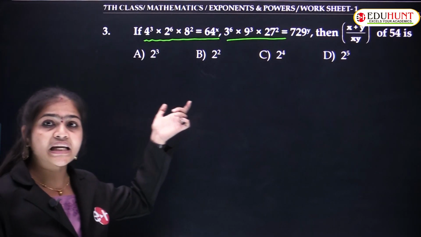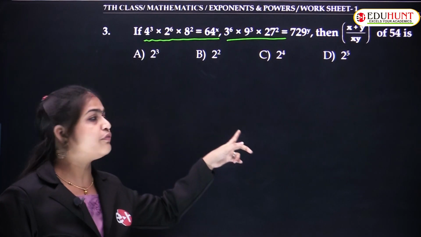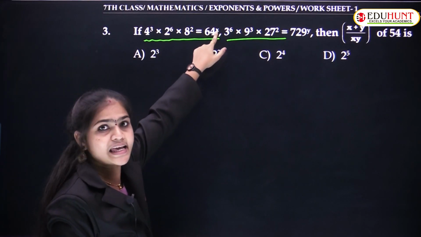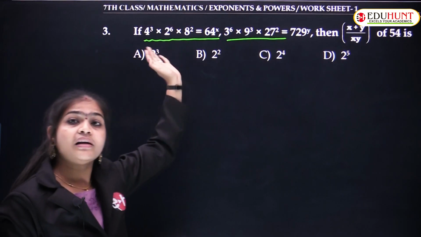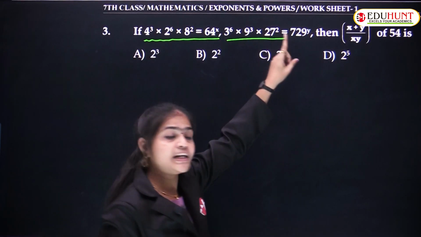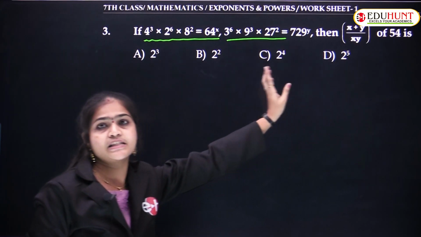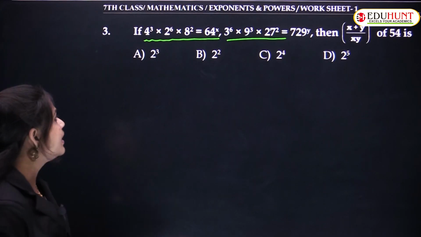So from this what we can understand? Here first we need to find that x value. Here x is there, no? 64 power x. Okay. So first find the x value, next find the y value. After that we need to simplify x plus y by xy whole cube. Okay? Now see here.